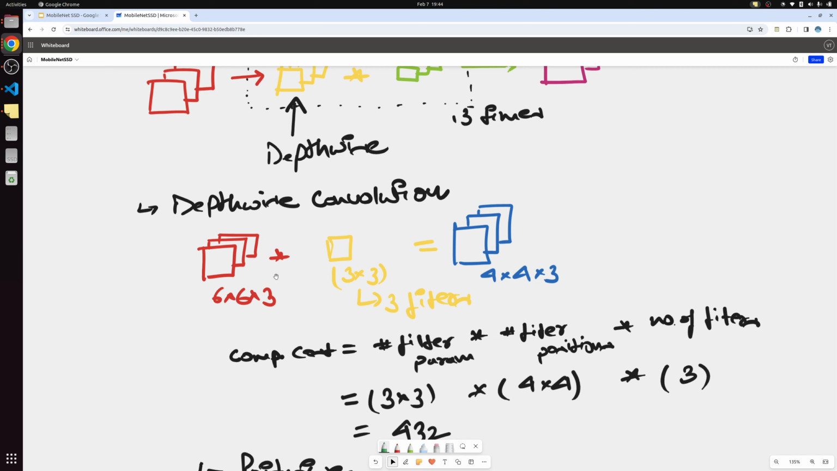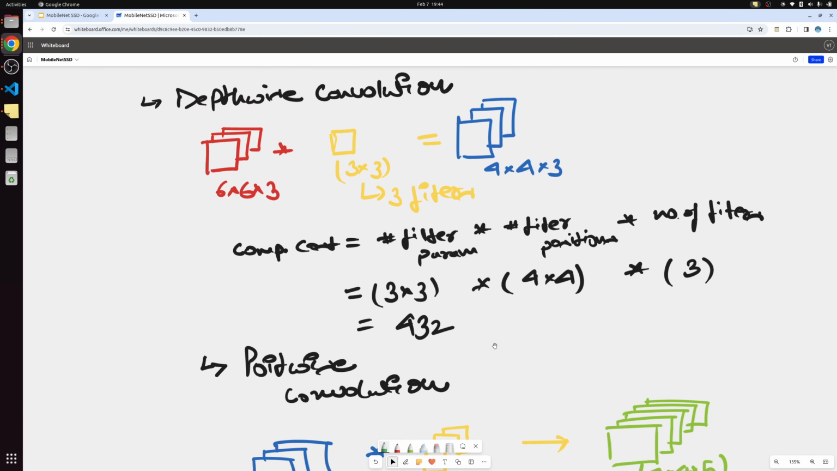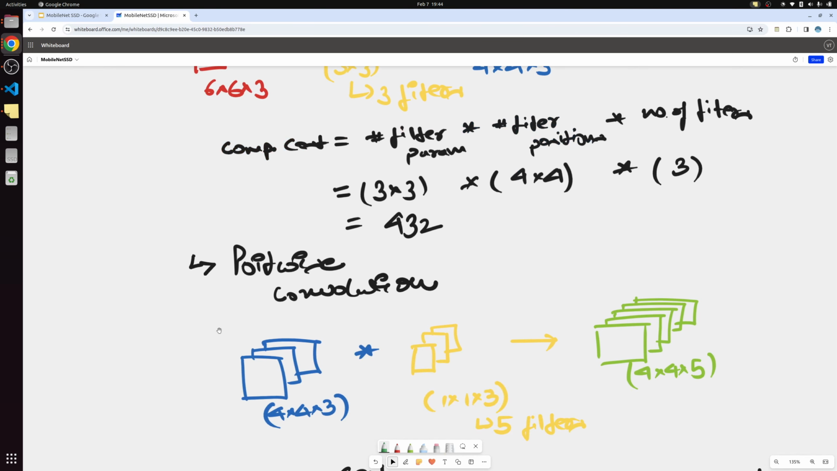Okay, so I hope I'm clear on this part that here three filters means a 3 by 3 dimensional filter, and you are applying individual multiplication of this filter with individual channel. So on three channels, you multiply a 3 by 3, and then you get a 4 by 4 by 3, right? Now, to get an understanding of feature importance in the depth, we do a pointwise convolution.